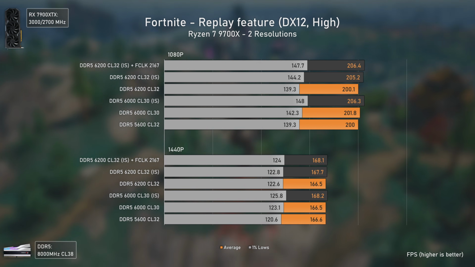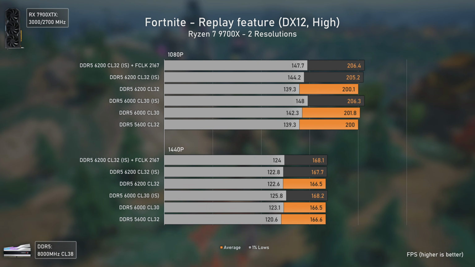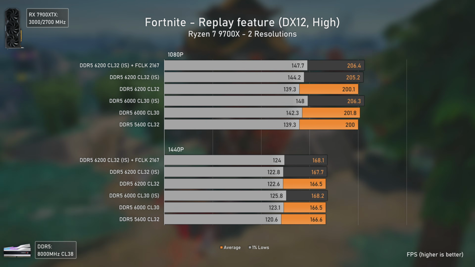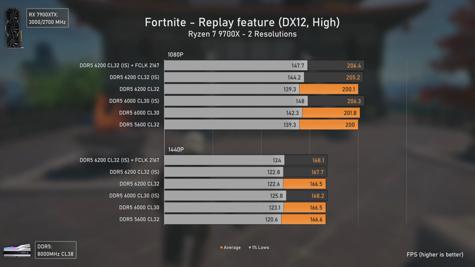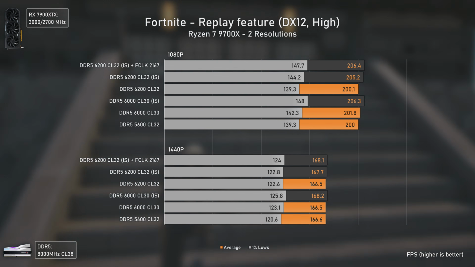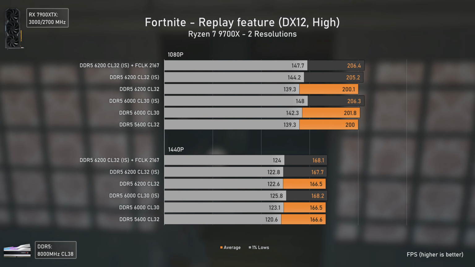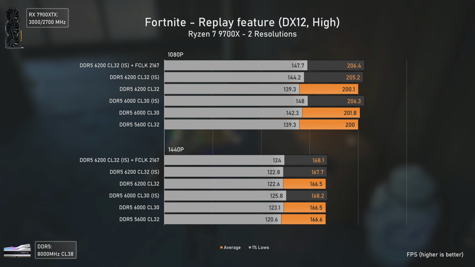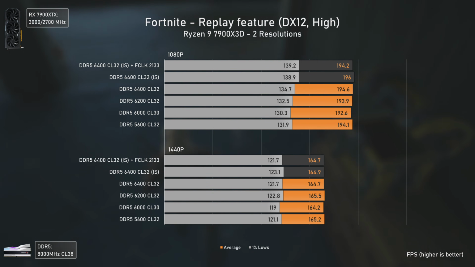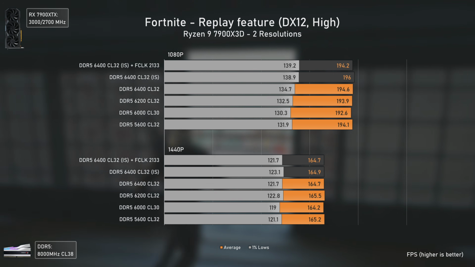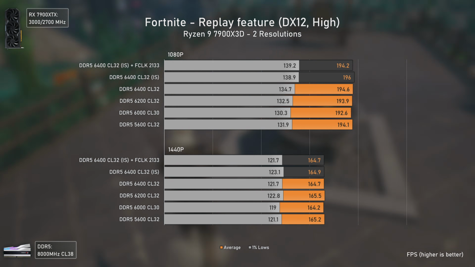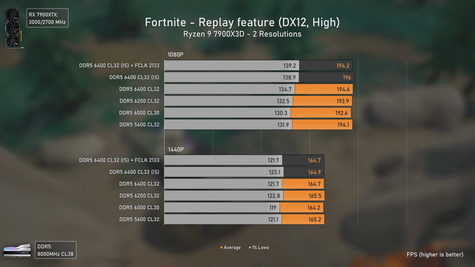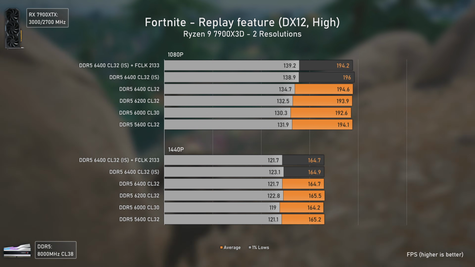Fortnite, on the other hand, uses Unreal Engine 5, which is quite GPU heavy, and even at high settings and over 200 FPS, the performance differences were very small at 1080p, and of course, basically non-existent at 1440p. And this is with the Ryzen 7 9700X, because as soon as we move to the Ryzen 9 7900 X3D, the differences in average FPS are basically all within the margin of error, with the only thing improving with better RAM configurations being the 1% lows. But again, nothing really life-changing, I would say.